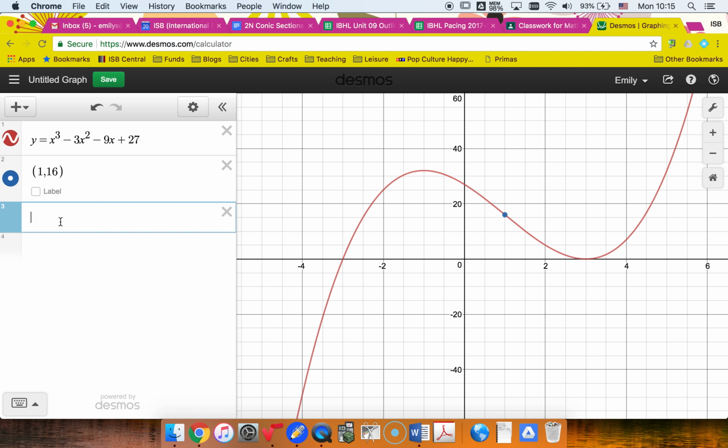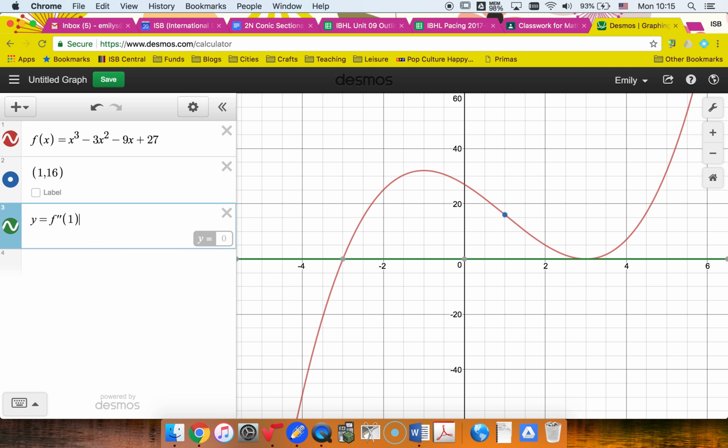The other thing I could do is come back and call this f of x. And I could say y equals f double prime of 1. And sure enough, that gives me 0. So my second derivative here is 0.